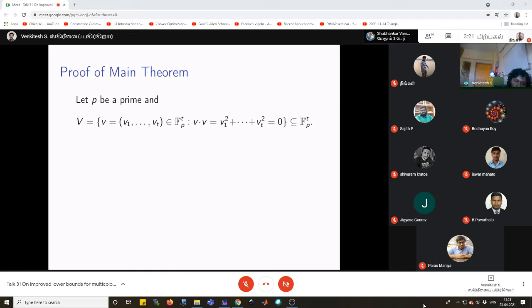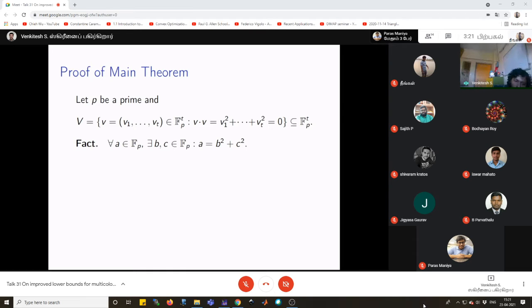So let's start with a t-dimensional vector space over Fp and take the set V of all vectors in Fp to the t whose, so to speak, norm is 0. Since we are over Fp, we are working modulo p, this is not really the norm, but the dot product of the vector with itself is 0. We collect all such vectors. Okay. Why are we calling this V? Well, the graph that we are concerned with, this will be the vertex set in some sense, and we will define edges using this dot product.